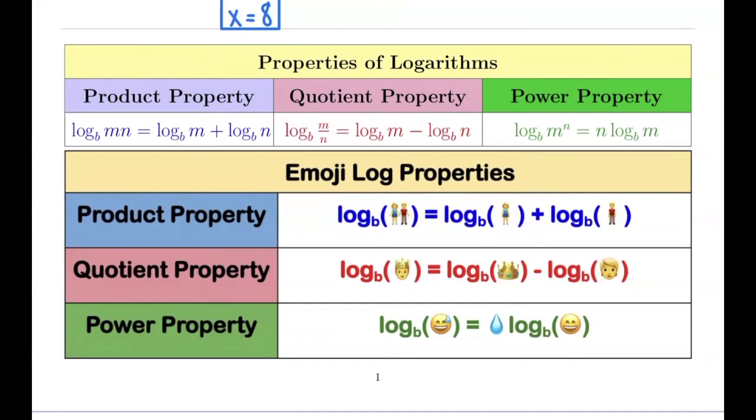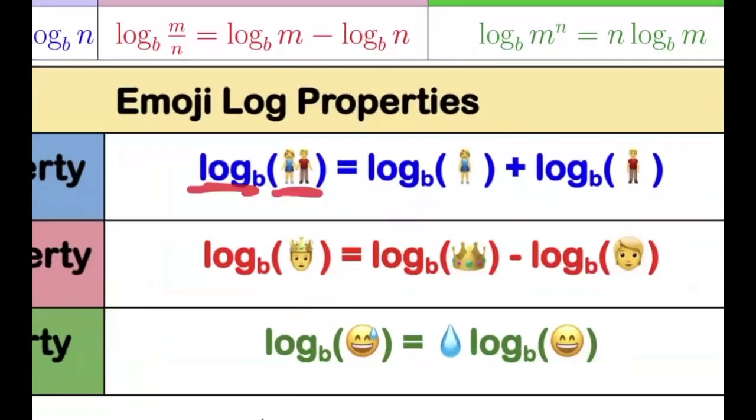So the product property with emojis says that if you have the log of man and woman, this is like our m times n, then that equals log base b of the woman plus log base b of the man.